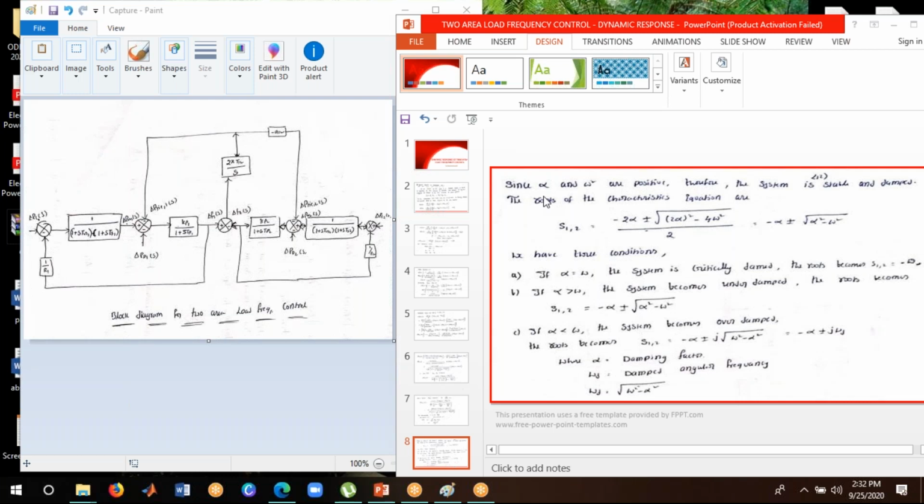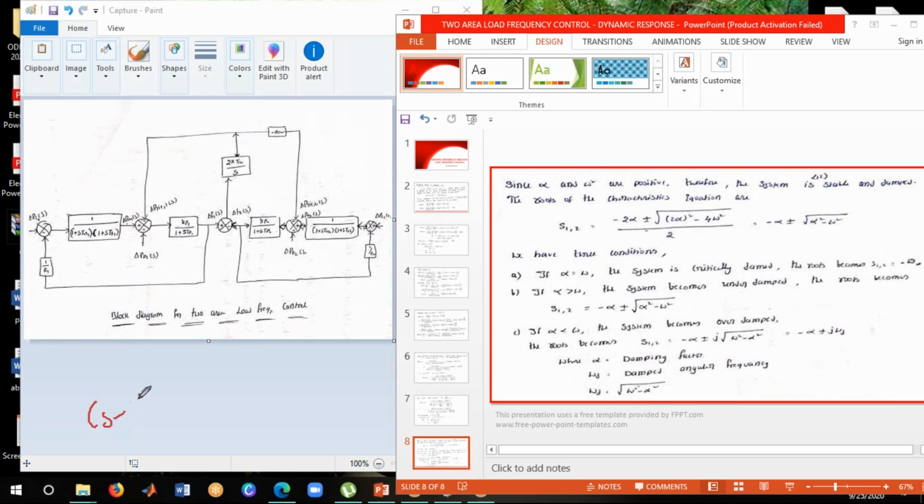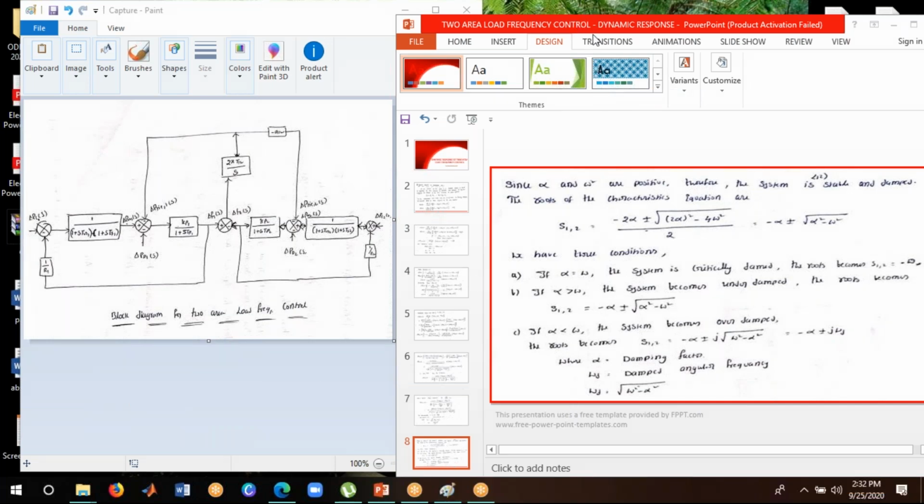Now the factors of the characteristic equation are (s minus alpha 1) and (s minus alpha 2). When the two values are positive, we get s equal to alpha 1 and alpha 2. If the roots come like this, then the system becomes stable. That is the indication here.